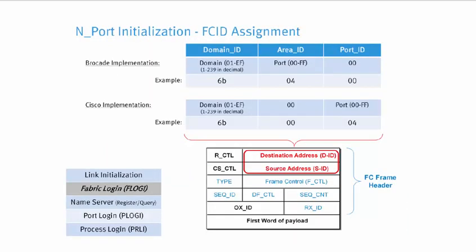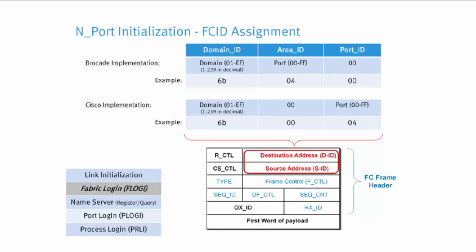Each N_port must be assigned a 24-bit address, FCID. With a switched Fabric, it is the switch itself that automatically assigns an address to the N_port. The switch will assign an FCID that is unique in the Fabric. This address is assigned when the N_port logs into the Fabric. The address is specified as 6 hexadecimal digits and is divided into 3 fields: domain_ID, area_ID, and port_ID.